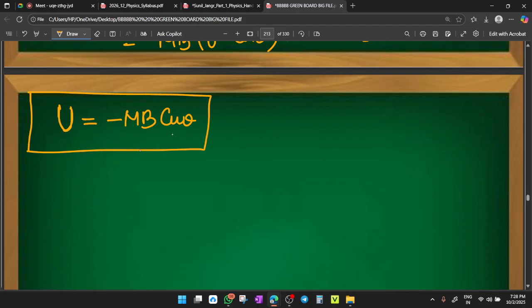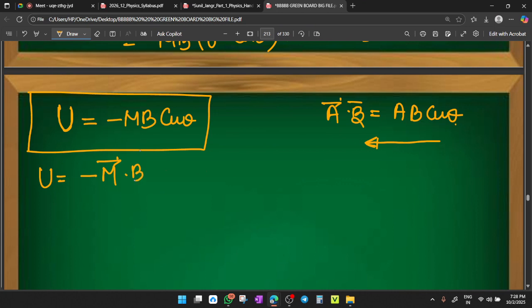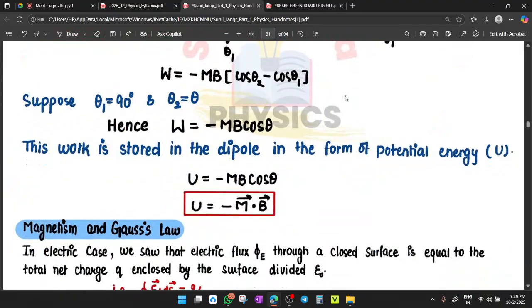Potential energy is a scalar quantity, so you can write it using the dot product. How? You know A dot B equals mod of A mod of B cos theta. So U equals negative m b cos theta may be written as vector m dot vector B, right? Because A B cos theta may be written as A dot B. So in the same approach, m b cos theta may be written as m dot B, negative of m dot B. Clear? So this is the formula for energy.